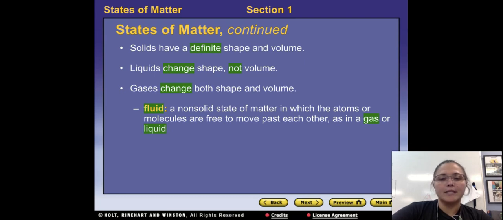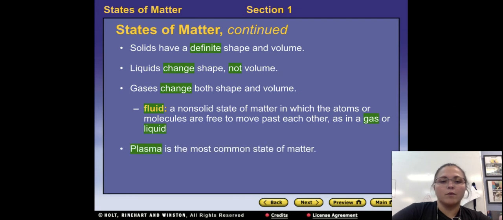A fluid is any non-solid state of matter in which the atoms or molecules are free to move past each other, like a gas or liquid. So a lot of times we think about fluids as just being liquids, but anything that can flow is a fluid. So gases and liquids are both fluids.